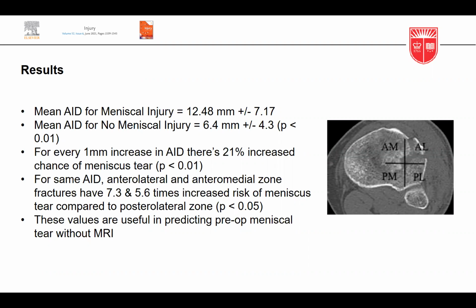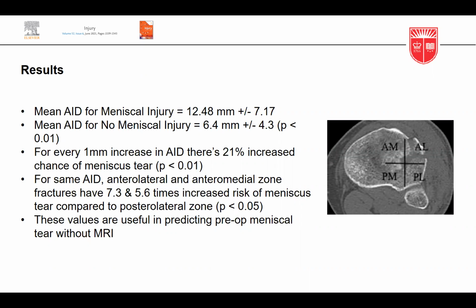The study also concluded that for the same AID, anterolateral and anteromedial zone fractures had a 7.3 and a 5.6 times increased risk of meniscus tear compared to the posterior lateral zone. Overall, the lowest amount of depression was required in anterolateral zone fractures for patients with meniscal injuries.